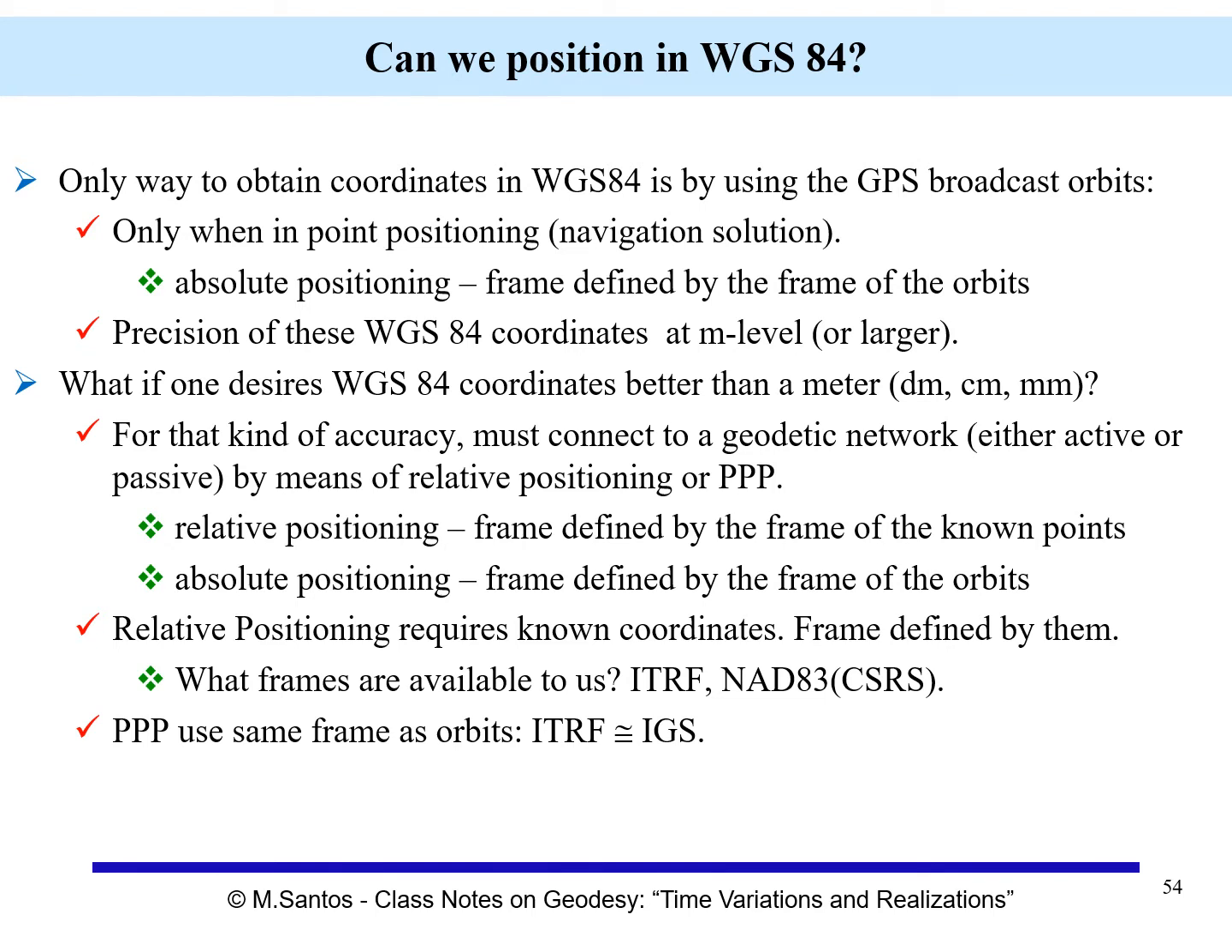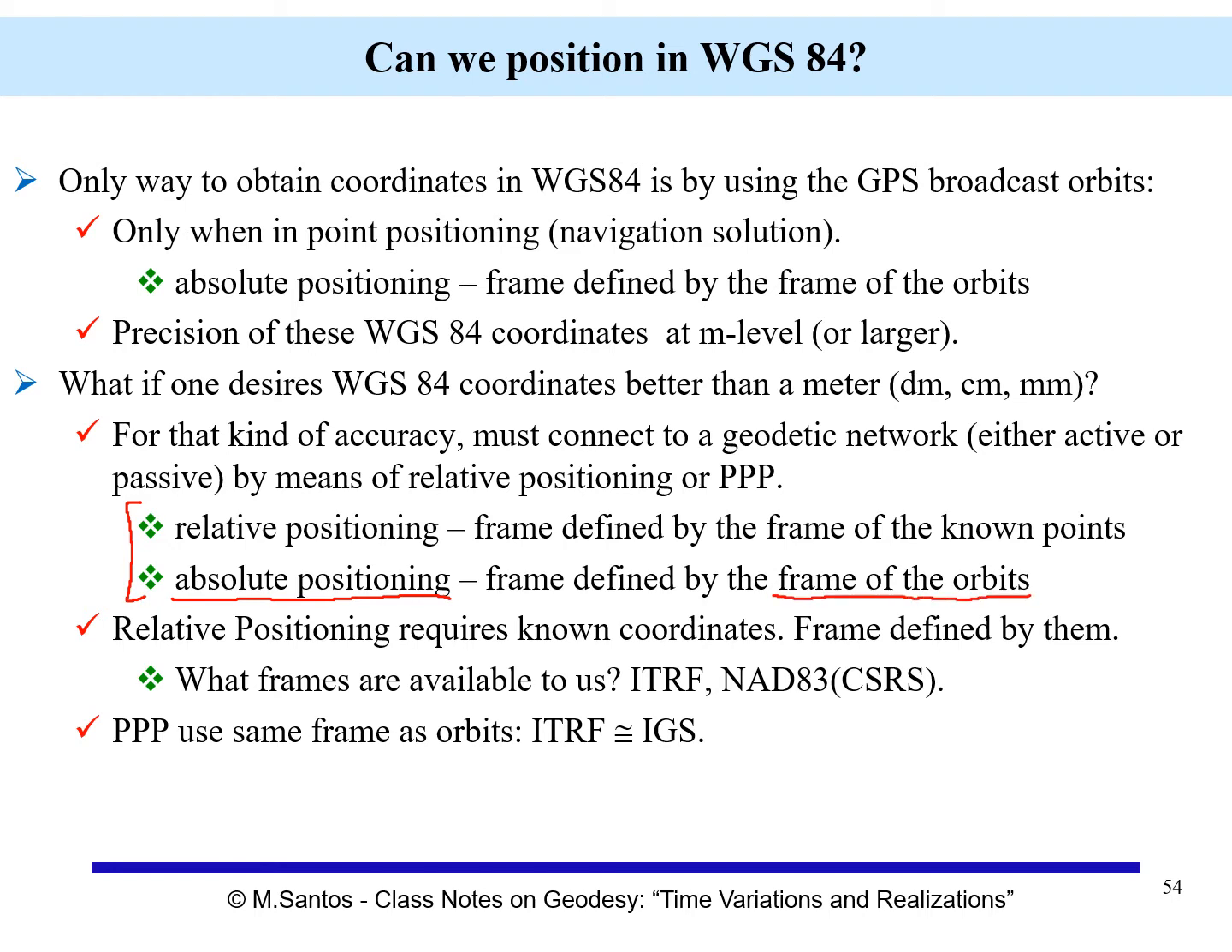Can we position in WGS84? Let us first go to the middle of the slide, to this portion here, to define a general rule. When we are in absolute positioning, meaning we're just one receiver working independently, the frame of the coordinates is defined by the frame of the orbits.